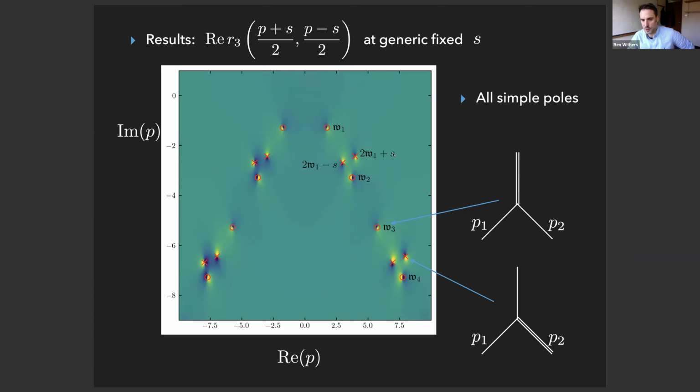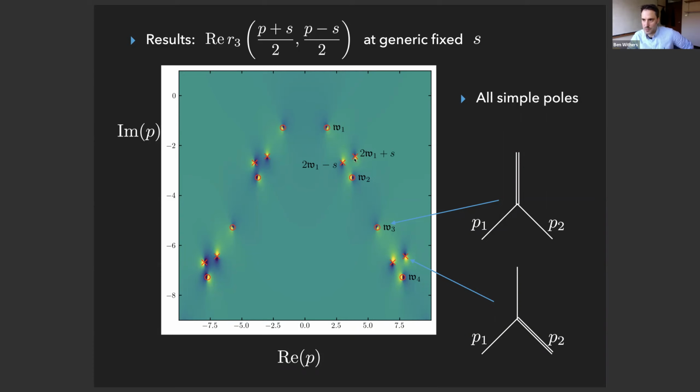So when S equals 0, that means that these two momenta, P1 and P2, are the same. Then we would just get a singularity at twice the quasi-normal mode frequencies, because that would be both incoming legs being quasi-normal modes. So if S was 0, we'd have 2 omega 1, 2 omega 2, and so on. But then S splits them into a pair of simple poles.